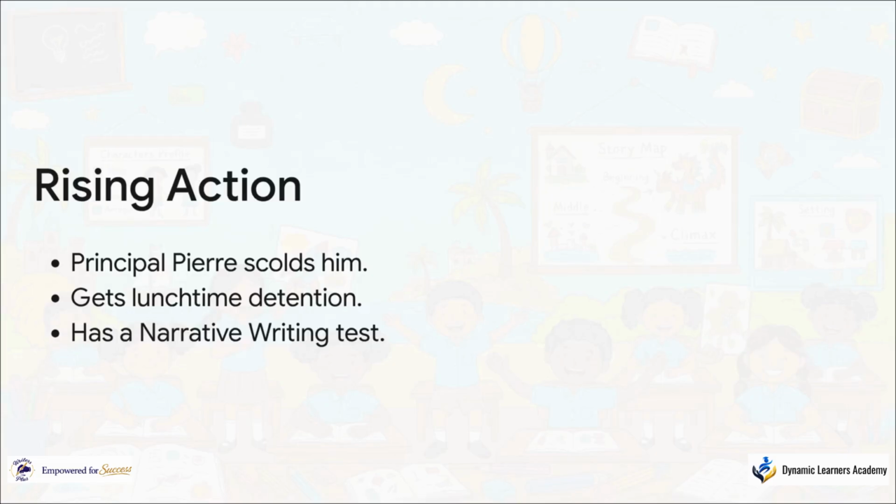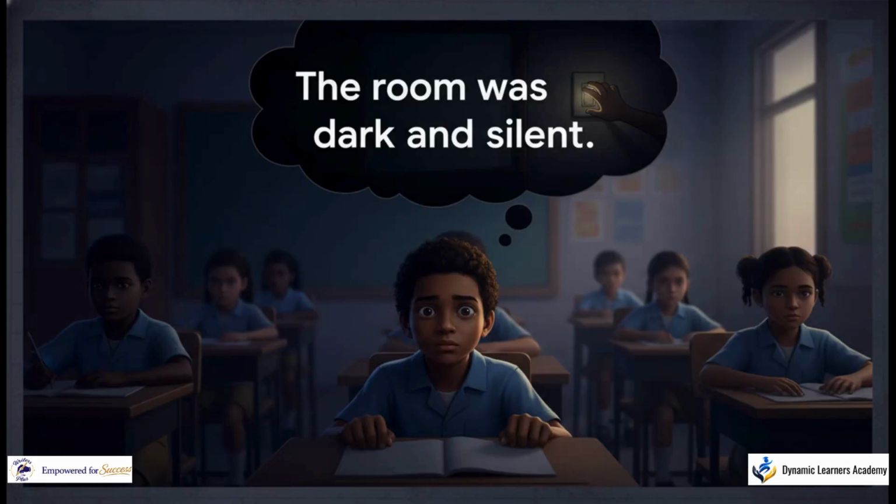And here is the absolute best part. You do not need giant complicated vocabulary words to pull this off. You just need clear ideas and properly organized paragraphs. As we approach the climax, the big turning point of the story, notice how the writer intentionally slows the pacing way down. "The room was dark and silent."